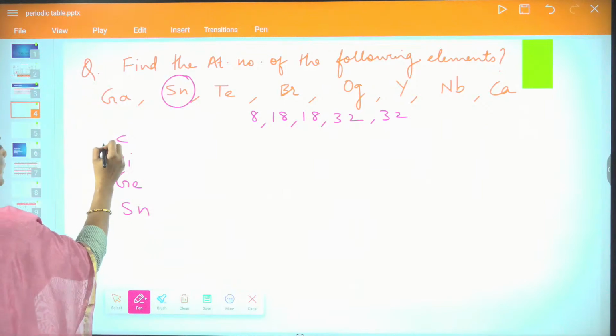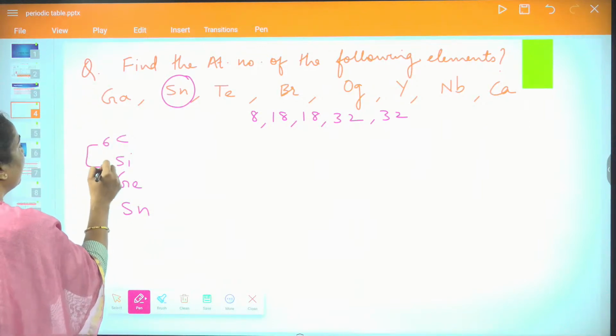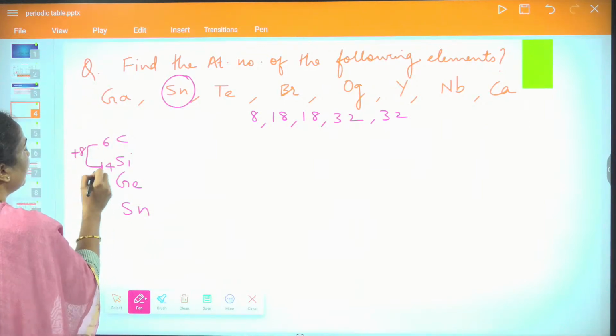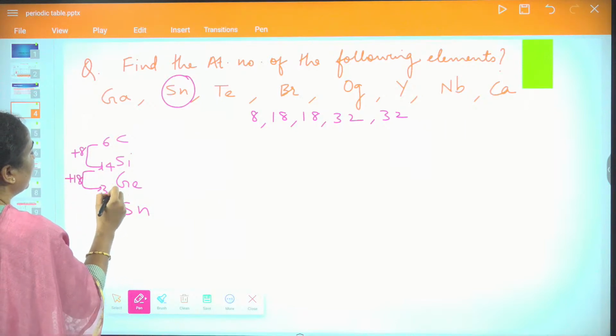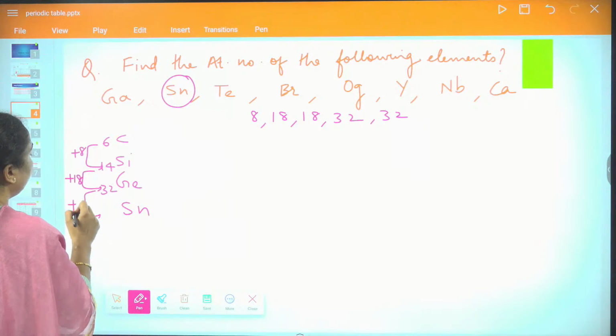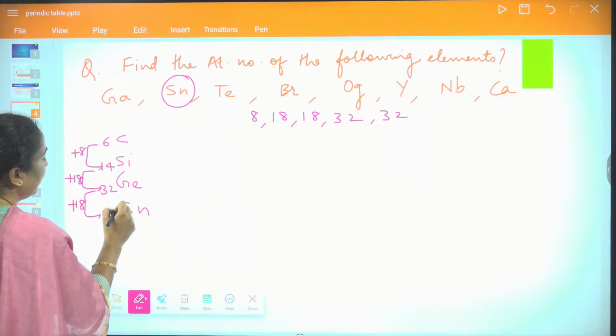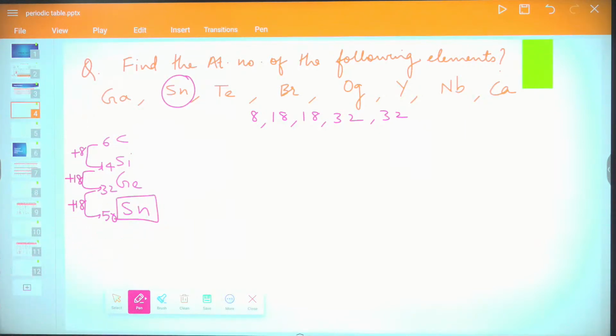So what I am going to do is, I know this is 6. 6 plus 8, 14. 14 plus 18, how much I am going to have? 32. Then 32 plus 18, did I get 50? So 50 is the atomic number of Sn. Getting it?